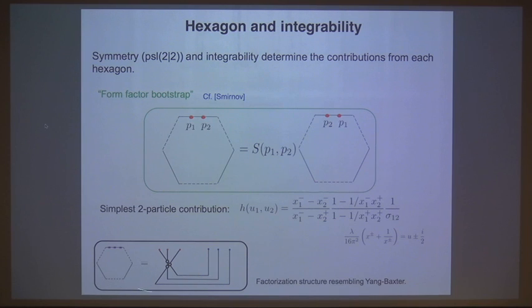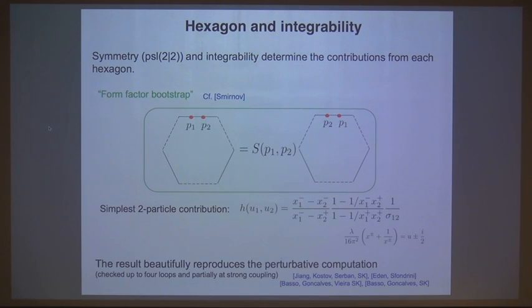And you can also do the same for the higher particle contributions, and then you discover some factorization structure resembling Yang-Baxter. And by using this expression for the hexagon contribution, you can reproduce the perturbative answer up to 4 loops, and also part of the result at strong coupling.